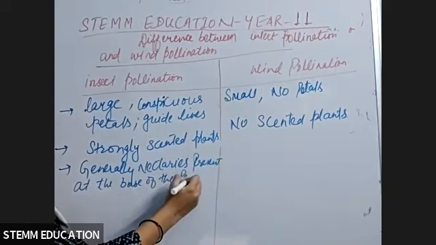In plants in which wind pollination happens, there is no nectar present. Another example of a plant in which wind pollination happens is the cotton plant. So no nectar is present; those plants don't have nectaries.